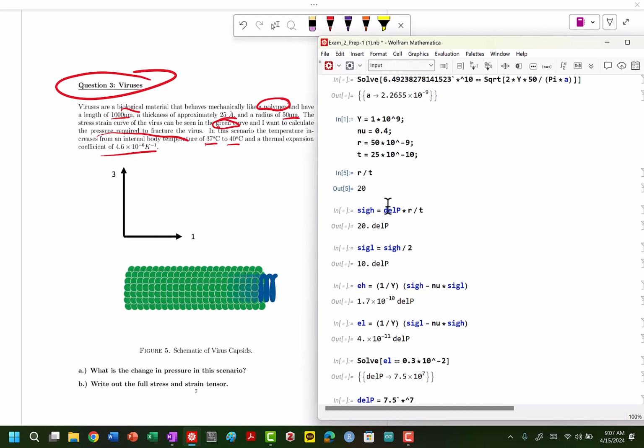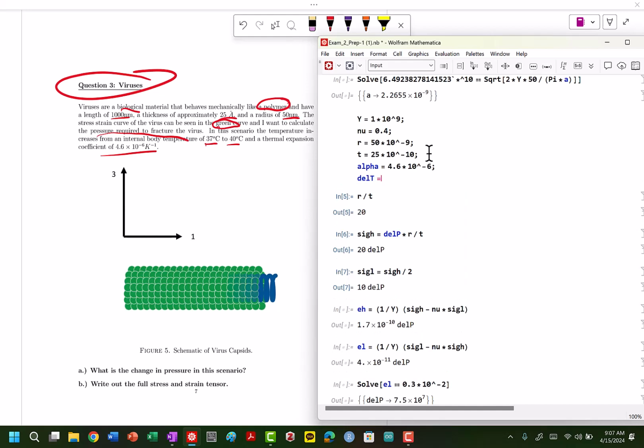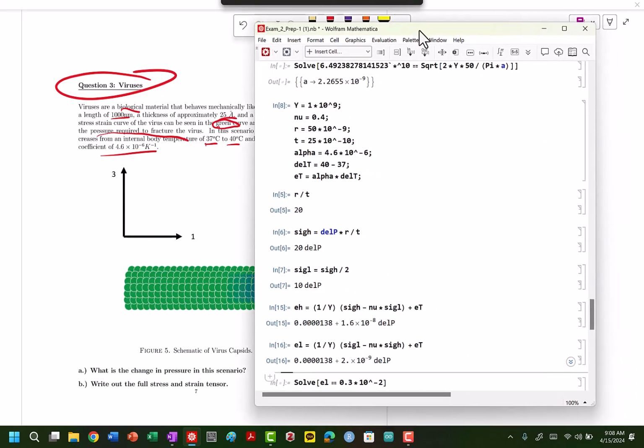Fantastic. So now I need to put in alpha equals 4.6 times 10 to the minus 6. Del T equals 40 minus 37. And then ET is equal to alpha times del T. I'm going to plug this in, plus ET, plus ET. Fantastic.